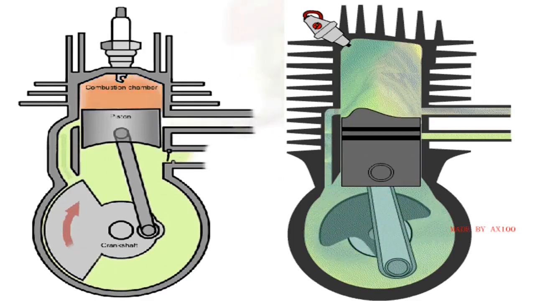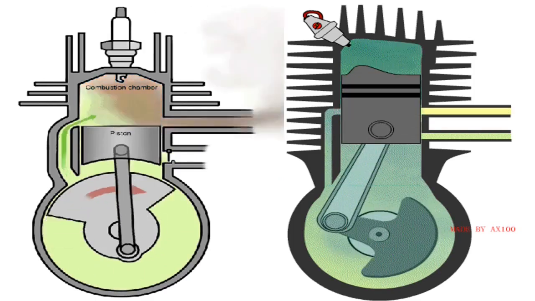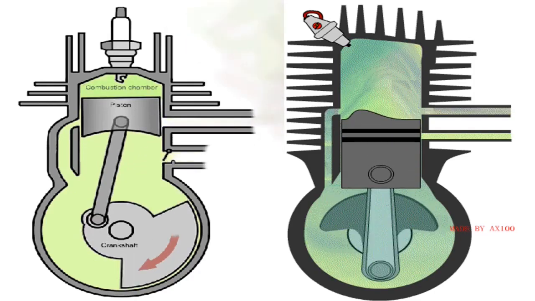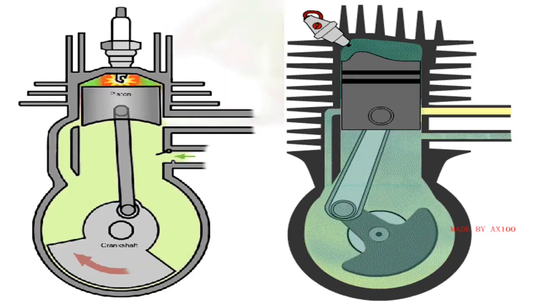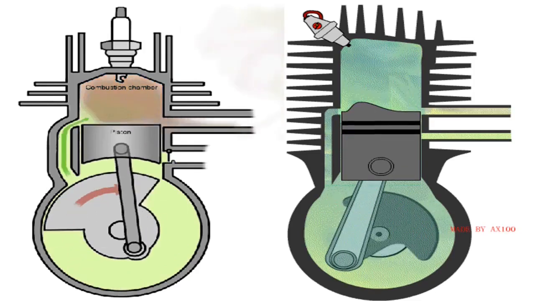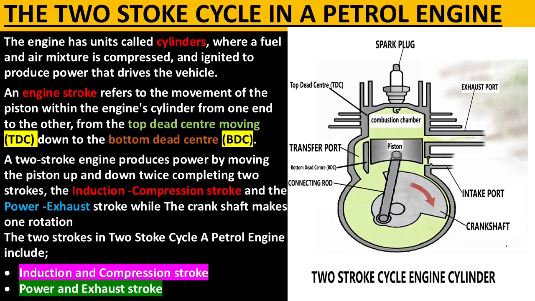A two-stroke engine produces power by moving the piston up and down twice, completing two strokes, the induction and compression stroke and the power and exhaust stroke, while the crankshaft makes one rotation. The first stroke is the induction and compression stroke, and the second stroke is the power and exhaust stroke.